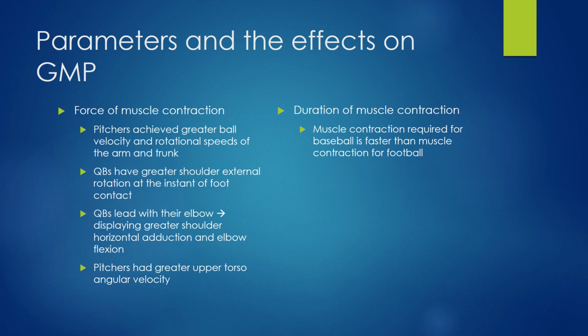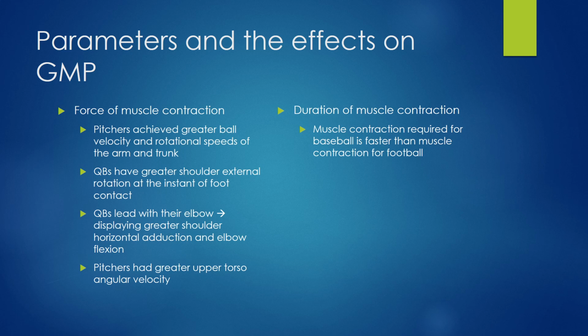ball velocity and rotational speeds of the arm and trunk initially in the first phase. And then QBs have greater shoulder external rotation at the instant of foot contact. And then they also found that quarterbacks lead with their elbow. They seem to stand more erect, as we saw my friend Drew earlier. He seemed to be a little more erect when he did his follow through and his throw initially versus my friend Bradley, where his whole body was kind of leaning forward into that throw.